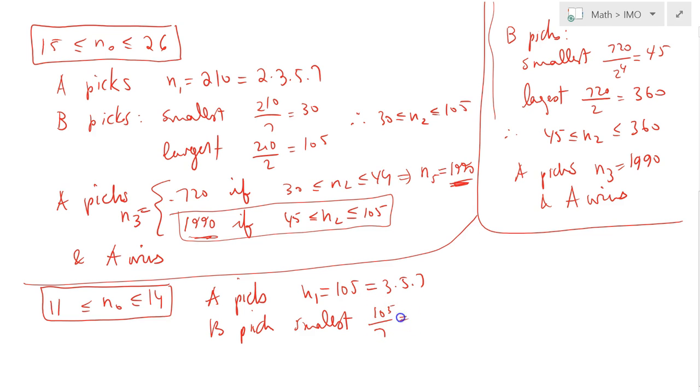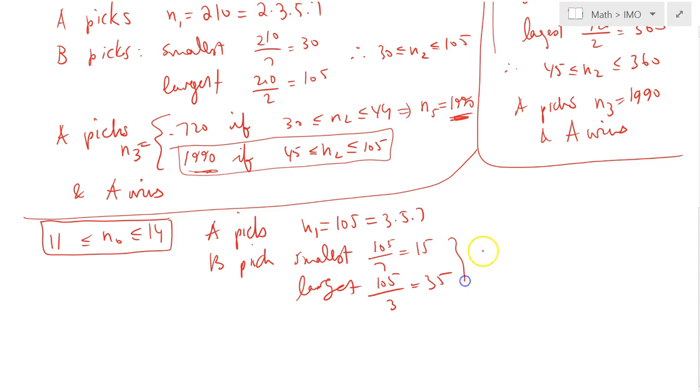105 over 7, which is just the product of the two, 15. And the largest it can pick would be 105 over 3, which is 35. Therefore N2 will be in the range of 15 to 35.